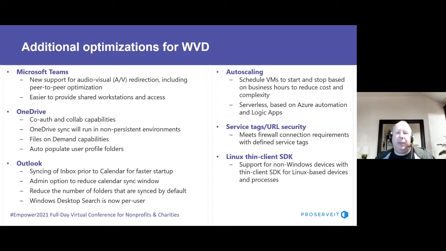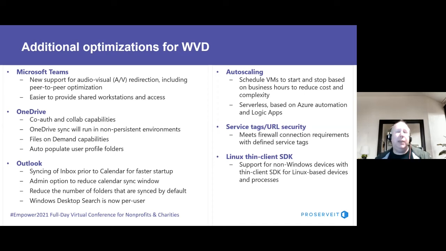We are also able to take advantage of things like service tags and URL security. So we can meet firewall connection requirements with defined service tags, and there is a software developer kit for Linux thin clients, which does raise an interesting point and one that we haven't really addressed. So while Windows Virtual Desktop is providing a Windows 10 desktop experience, it is important to note that there are a wide range of client types that are supported.